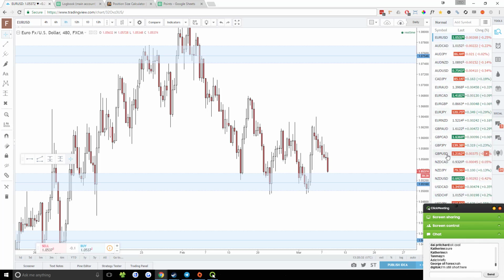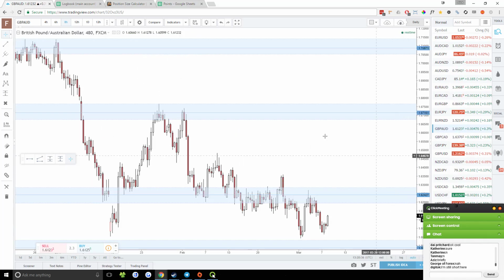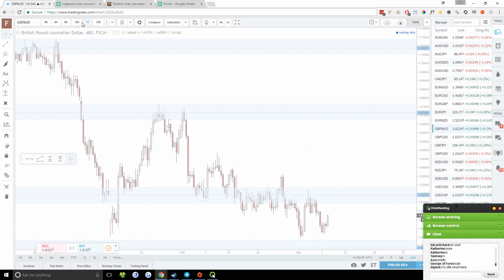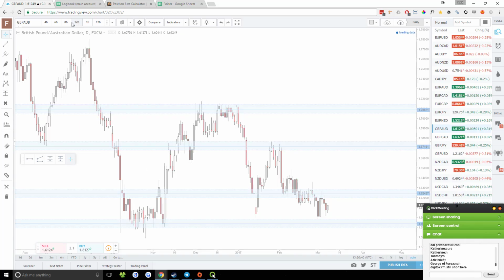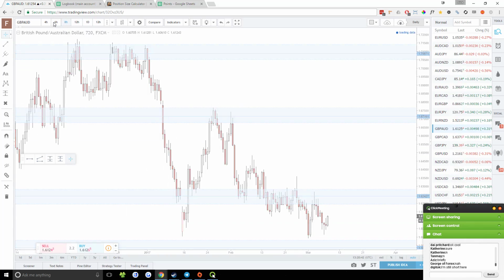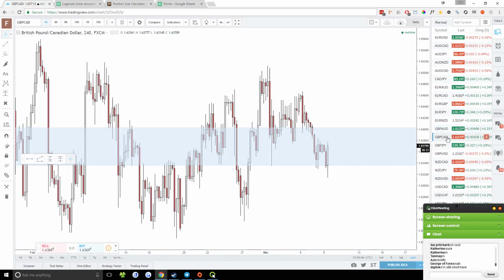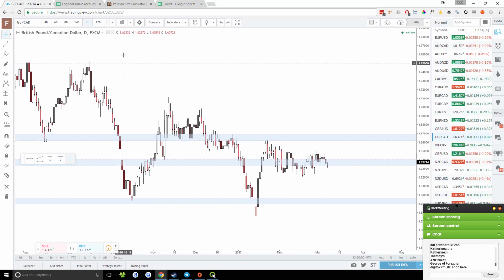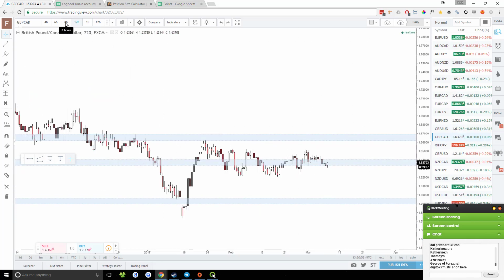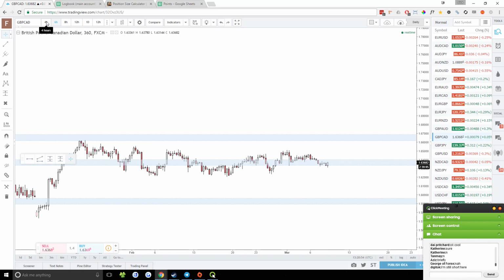All right, GBP AUD, what's going on? It's in between two areas of support resistance, so we're not actually going to have anything here that I would want to trade. GBP CAD. Yeah, GBP CAD's just a mess. Pushing itself into a wedge.